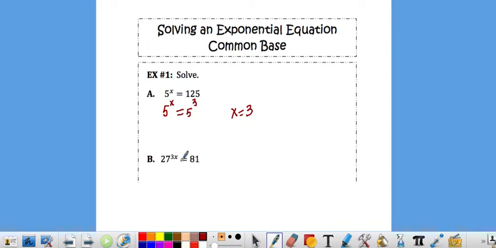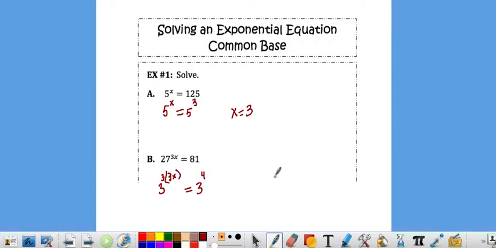But for this one, we can use that same method. If you have 27 to the power of 3x equals 81, you're going to want to rewrite these with a common base. That base would be 3. So 27 is 3 cubed, and then you're taking that times 3x. 3 cubed is 27, to the power of 3x. That's what that's saying. And 81 is 3 to the fourth power.